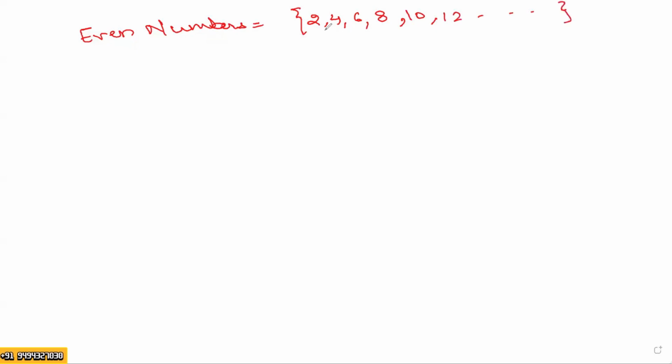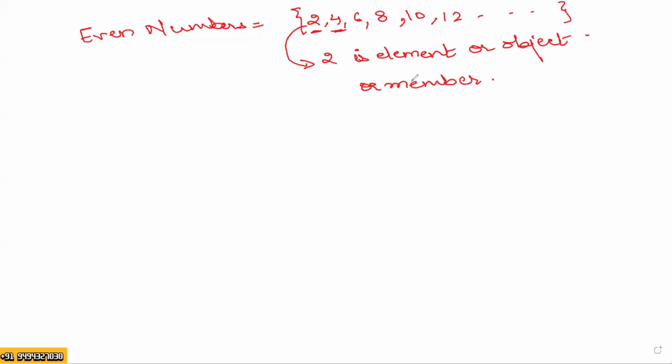Clear? Now children see, when we are representing any sets, you have to write each object separated by commas. Clear? And each element, 2 is your element, or you can say object. Element or object. Clear? Each element, object, or you can say member. Right?